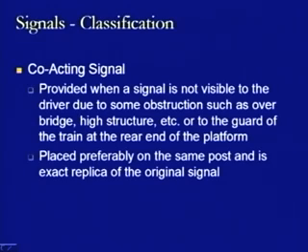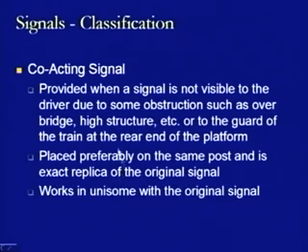That is, how the original signal looks, in the same way this coacting signal also looks, and it is provided just above the main original signal on the same post, so that now it is visible to the driver or the guard. So, it is clearing the obstruction. It works in unison with the original signal, that is, whatever is the indication in the original signal will be the indication of the coacting signal.